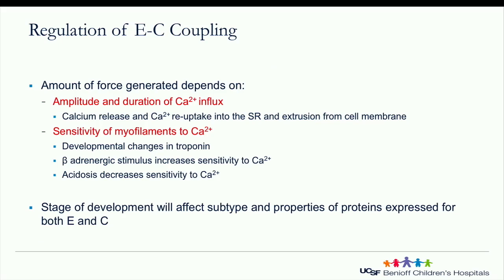The peak regulator, or the primary regulator, is going to be the amplitude and duration of peak calcium in the myocyte, but also the sensitivity of the contractile proteins to calcium, which has developmental features. So there are developmental changes in the subtypes of troponin that are expressed. In addition, sympathetic activation will alter gene expression and in general serve to increase the sensitivity to calcium and increase the force of contraction, whereas states like acidosis tend to alter this process and have the opposite effect.